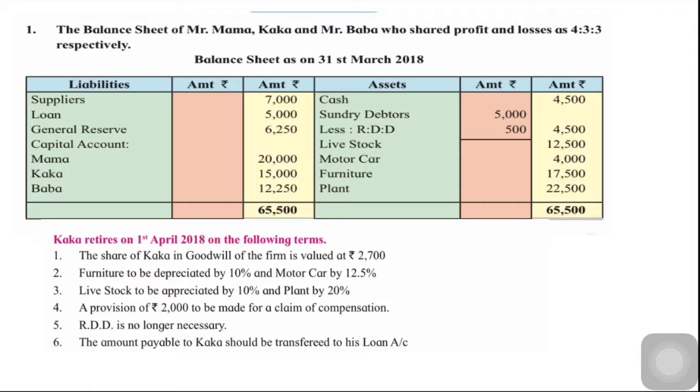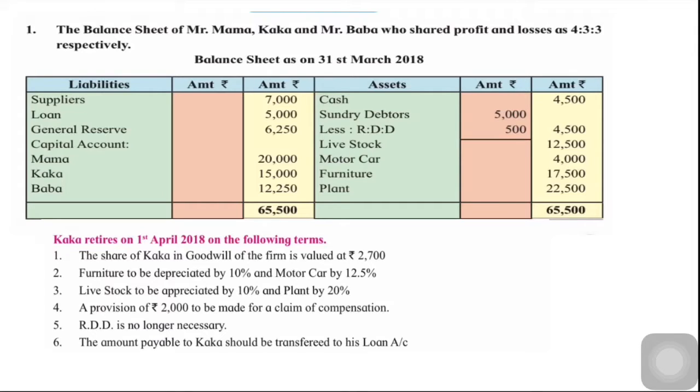Livestock is to be appreciated by 10% and plant by 20%. So mark your livestock and your plant. Provision of rupees 2000 to be made for claim of compensation. That means that's your liability. A provision is to be made. RDD is no longer necessary. So mark your debtors as well because this RDD will not be there. The amount payable to Kaka should be transferred to his loan account.